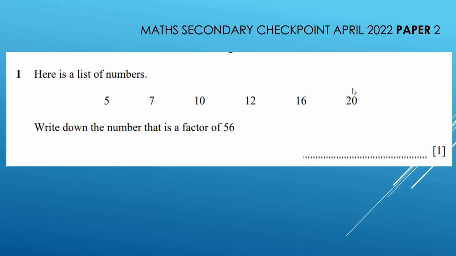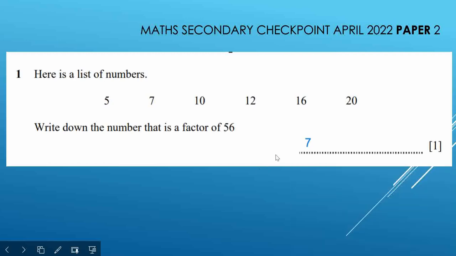10, 9, 8, 7, 6, 4, 3, 2, 1, 0. If you have not finished, you may pause the video for a while and find your answer, then match. Now we'll reveal the answer. So the answer is 7. That is a factor of 56.